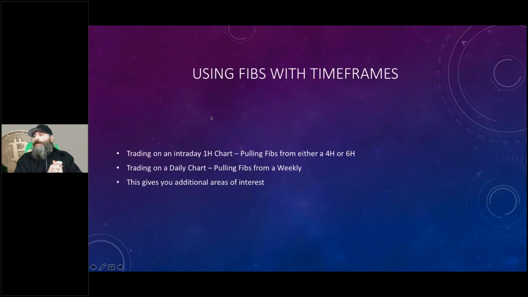Like a pro, using fibs with time frames. Okay, so if you're an intraday trader, you trade the 1-hour chart, you trade a 78-minute chart, whatever the case may be, you could pull retracements from a higher time frame. Right? So you could pull retracements from a 4-hour chart or a 6-hour chart, and you can use those back on the 1-hour chart for potential areas of support and resistance, different areas for entries and exits and profit targets.